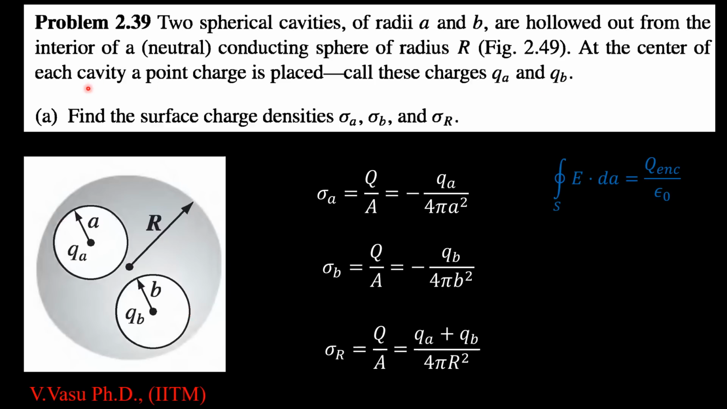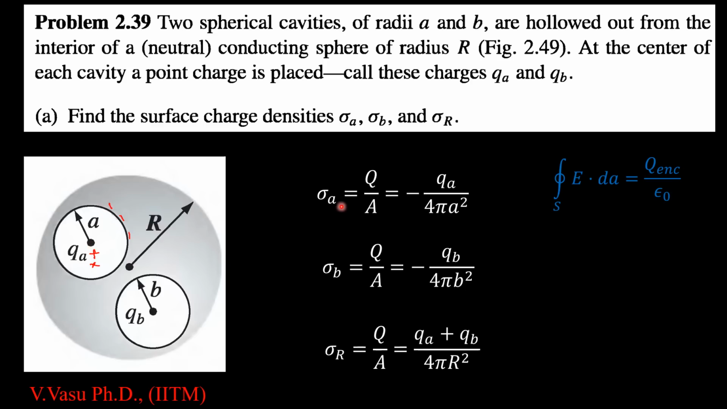At the center of each cavity, a point charge is placed. Call these charges Qa and Qb. Now find the surface charge densities sigma a, sigma b, and sigma R. You have a charge Qa. Since the conductor is neutral, this positive charge will induce a negative charge on the surface so that it gets neutralized. The surface charge is negative, naturally.